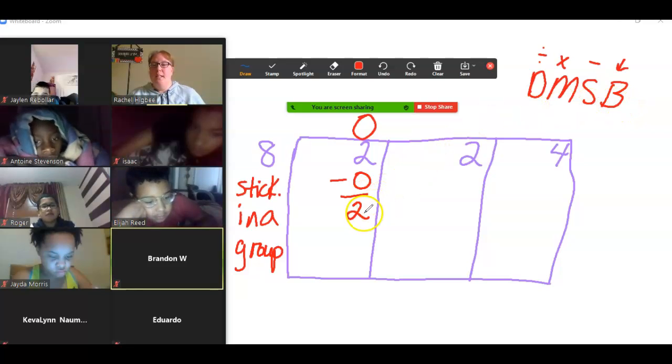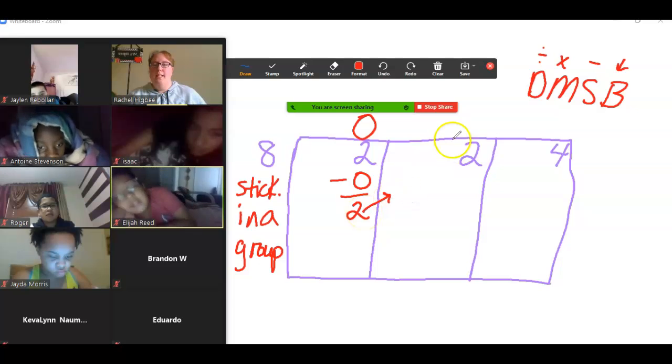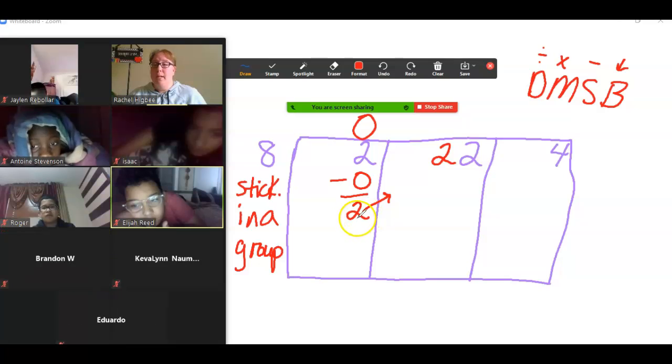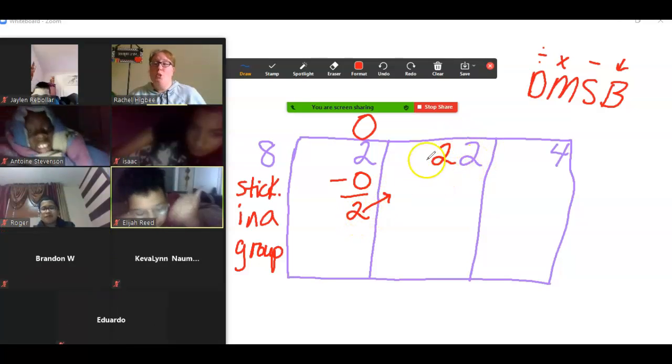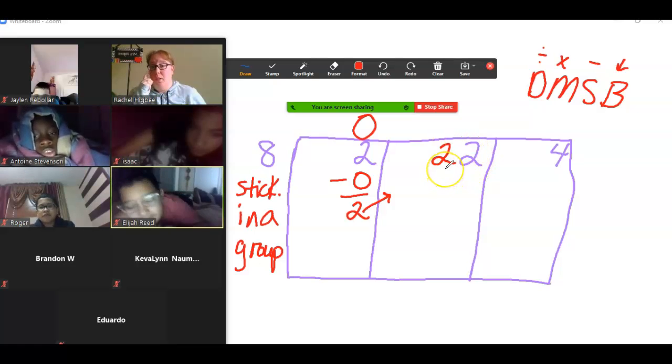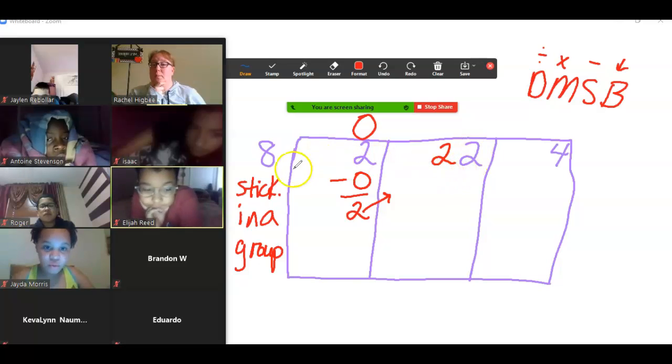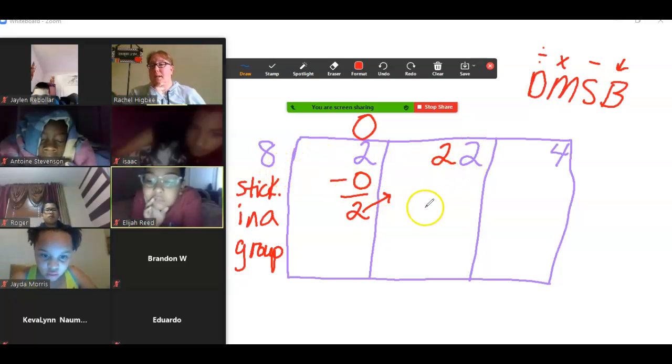Okay, I'm taking this 2 and it's actually going right here. Okay, I'm not adding it to this 2. I'm not saying 2 plus 2 is 4. I'm not saying that. What I'm doing is I'm bringing this place value over so that now I have 22 stickers. Okay, so if I have 22 stickers, how many groups of 8 can I make?